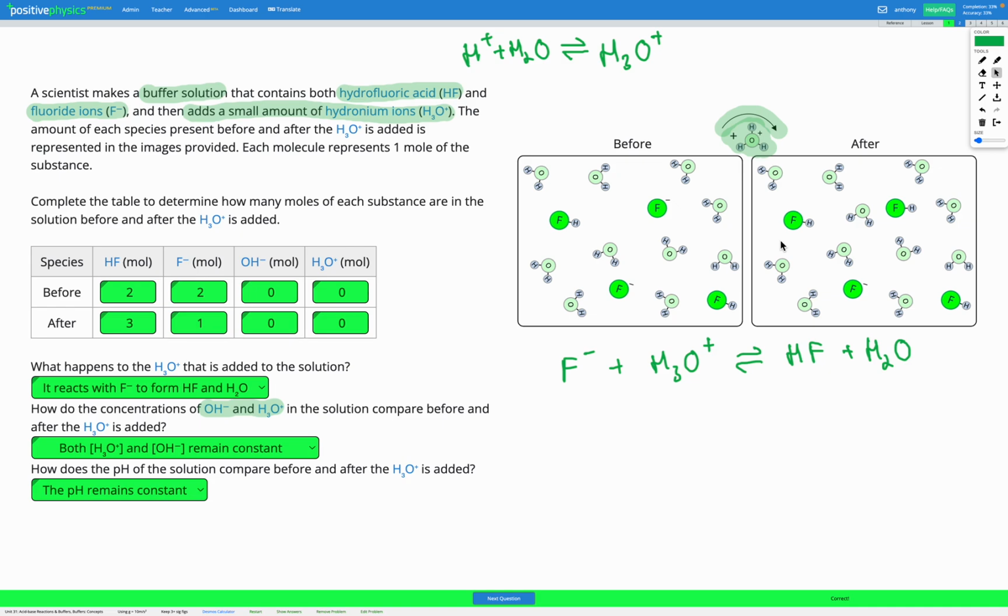We have the same thing when we have, instead of an acid and its conjugate base, a base and its conjugate acid. Again, they'll react with any added hydronium or hydroxide ions so that the pH doesn't change.